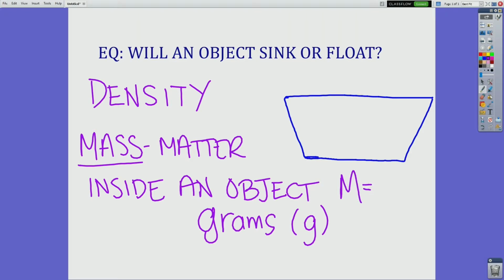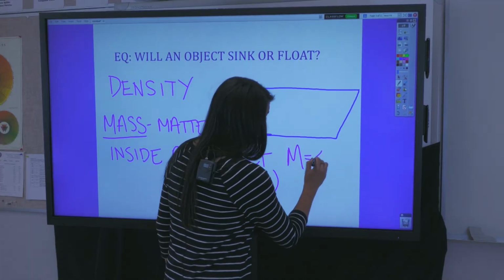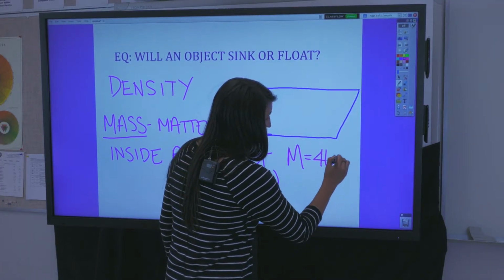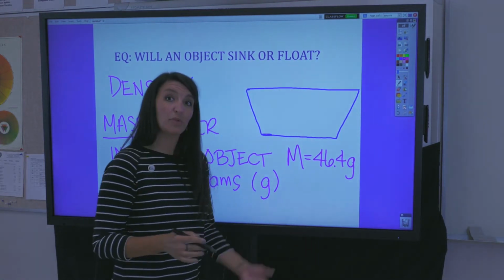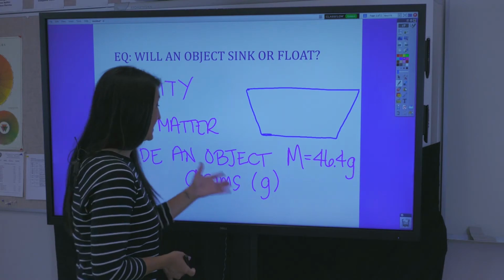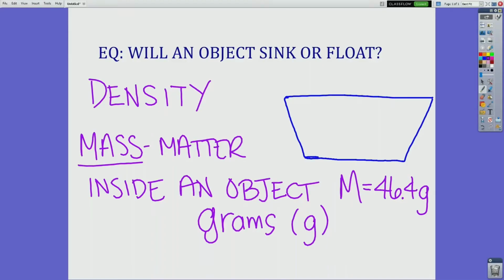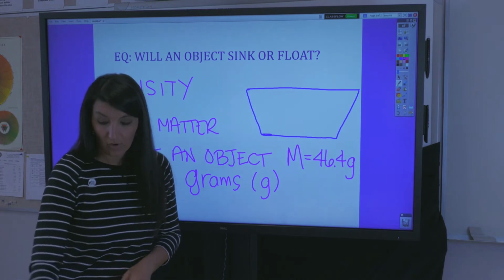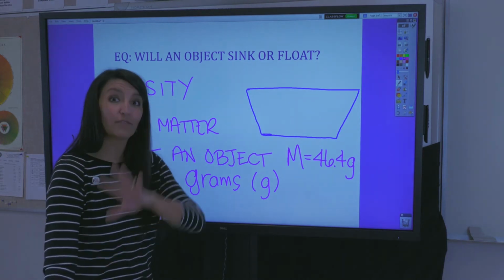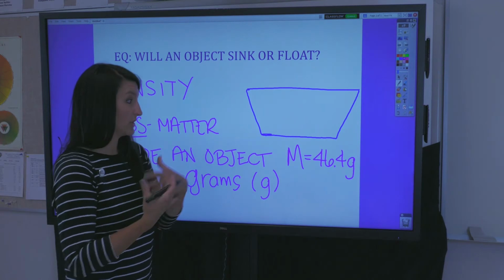So we want to do M equals, for mass, 46.4 g. And don't forget, your g should be a lowercase g every time that you're not writing out the full word grams to indicate the unit, okay? So our first step here is solving for mass, or calculating mass, I should say, finding it. It's the amount of matter that's in your block, or in your rock, or in whatever it is that you're deciding, is it going to sink or is it going to float?